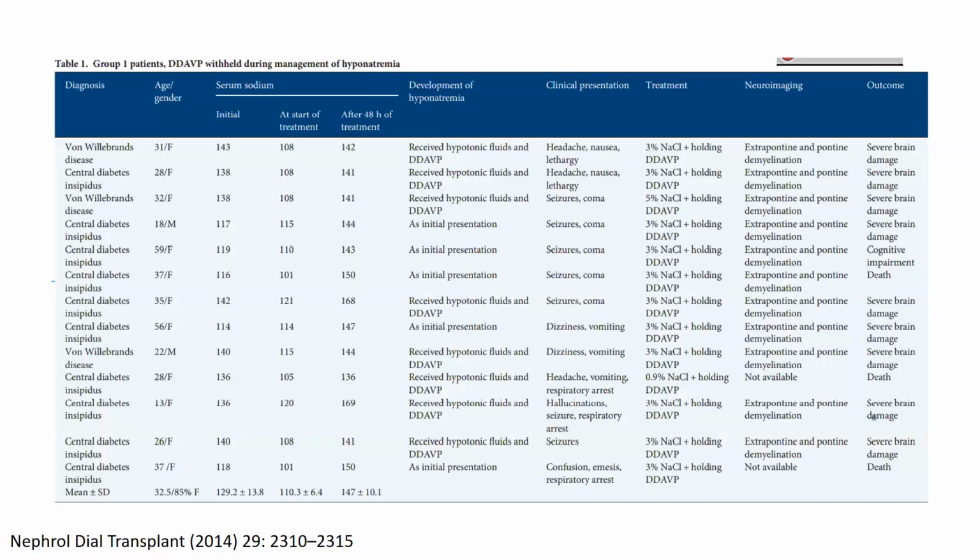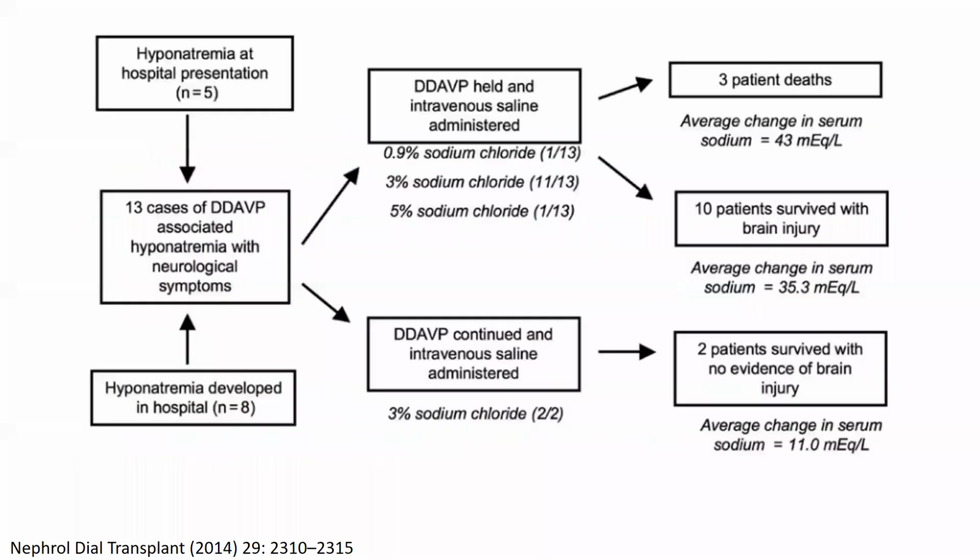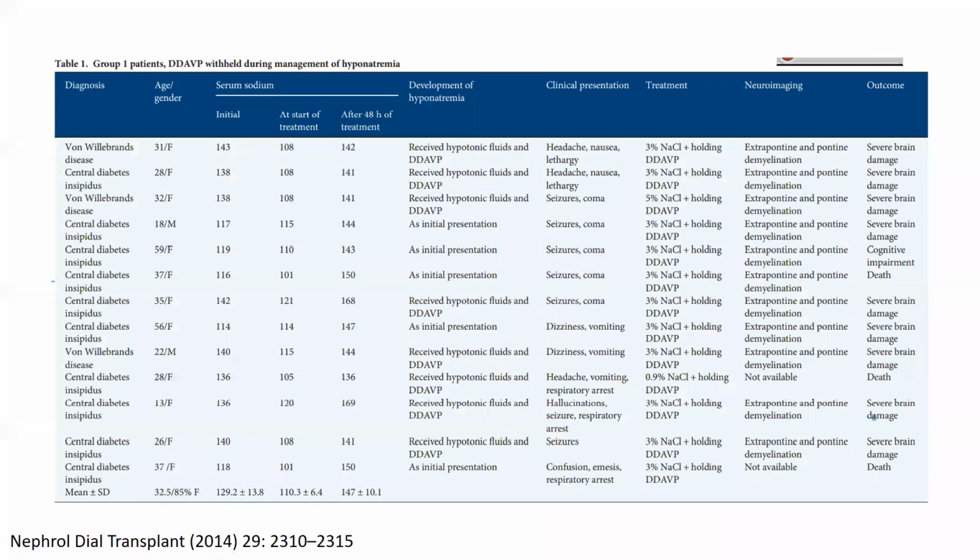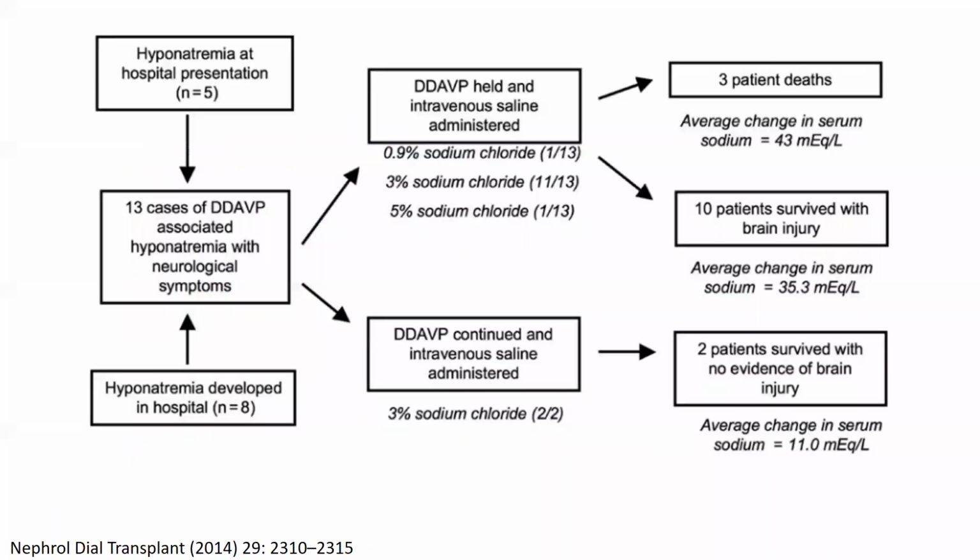But looking at this group, let me go over it again. 11 patients got 3%, I remember, and 1 patient got the normal saline. But if you see, 3 patients died, and the increase in the sodium averaged 30 per day. And there were 10 patients who had brain injury. So whenever the patient is on DDAVP for another reason, don't stop it right away and treat the hyponatremia. Keep it, but then use the 3%. Because even in the other group, there was some injury with it. It's not a specific study, but still there are a lot of complications in a smaller group of patients.